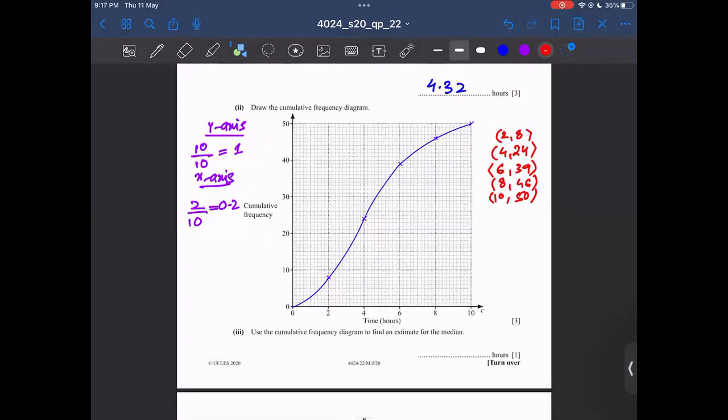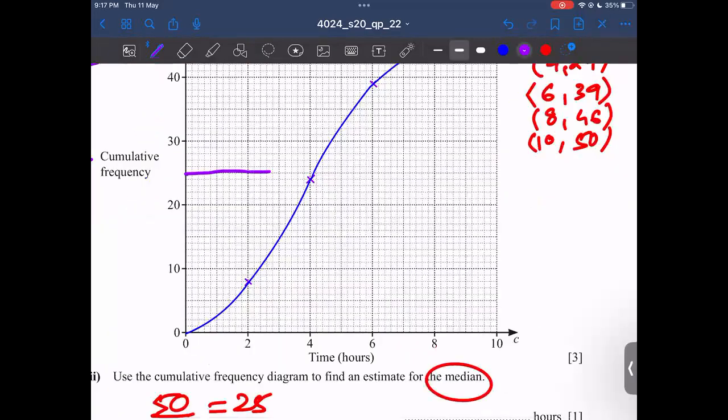Next, what do you have? It says use the cumulative frequency diagram to find an estimate of the median. How do you calculate the median? Median is basically, first find a position. Total frequency is 50, divided by 2, you get 25. Now just find out the value against 25.